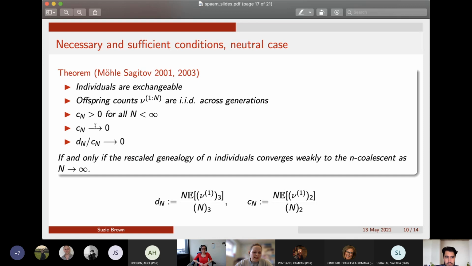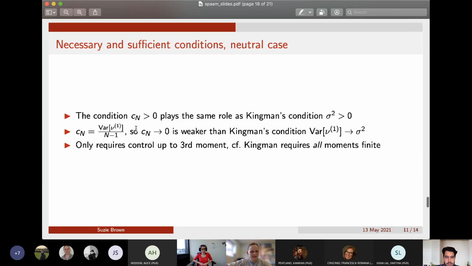And Cn greater than 0, this condition, I think I wrote it on the next slide actually. This is playing the same role as the condition sigma squared greater than 0 that we had in Kingman's theorem. It's making sure that we do actually have some coalescence events, so we don't get this trivial limit where nothing ever coalesces.